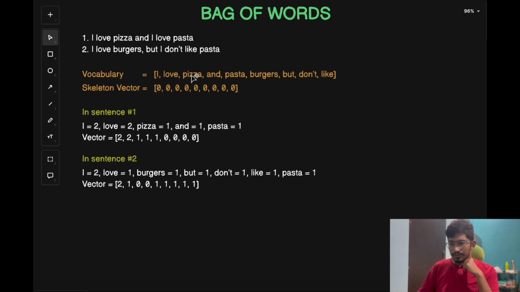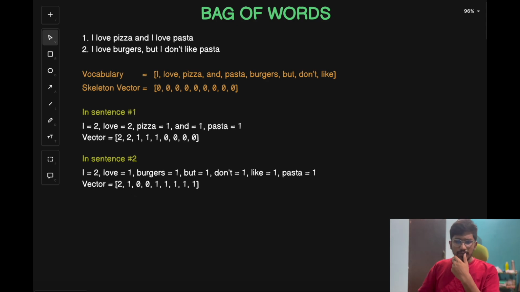And the third word pizza appears 0 times. Hence we put 0 here. The word and appears 0 times, hence we put 0 here. Pasta appears one time, so hence we put 1. And all the words burgers, but, don't, like appear 1 time, hence we put 1s in the skeleton vector, and we prepare this final vector for sentence number 2.